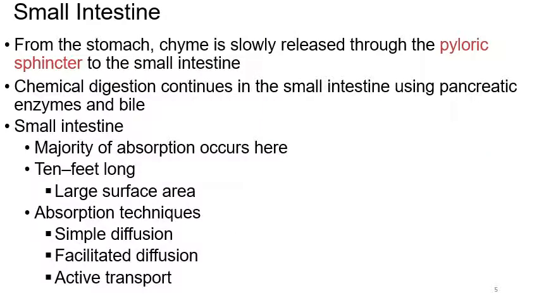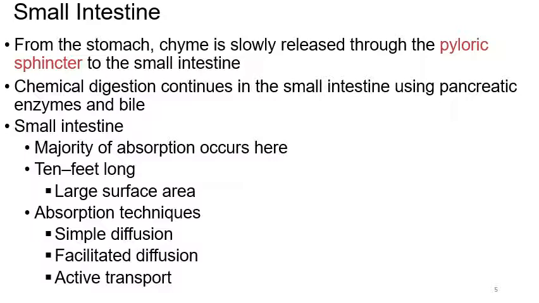The small intestine. From the stomach, chyme is slowly released through the pyloric sphincter to the small intestine. Chemical digestion continues in the small intestine using pancreatic enzymes and also the bile, because those two secretions go to the small intestine. Say, hey, small intestine, we're here to help you. The small intestine is where the majority of absorption occurs. And the small intestine is about 10 feet long, so it has a large surface area.